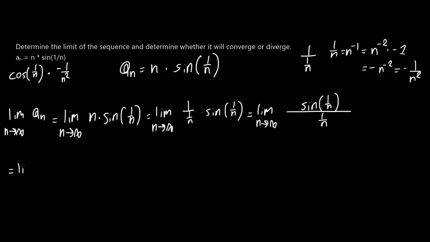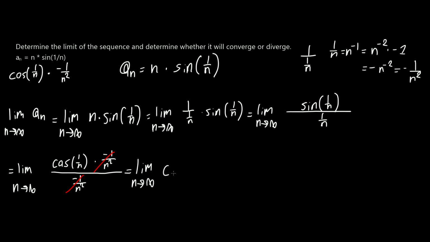So now we're going to have the limit, as n approaches infinity, of cosine 1 over n multiplied by negative 1 over n squared, divided by negative 1 over n squared. So from here we can simply cancel out these two, and we're going to be left with the limit as n approaches infinity of only cosine 1 over n.